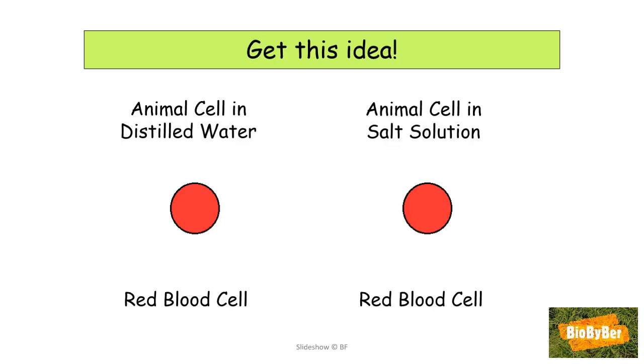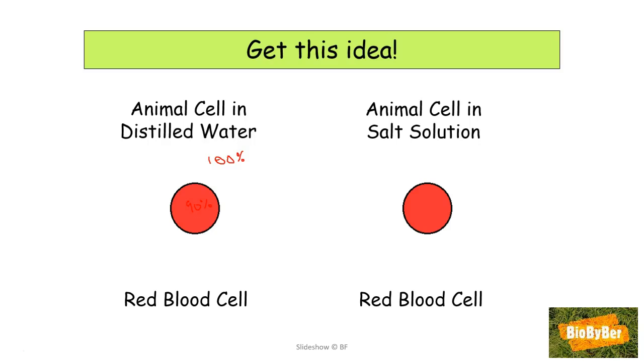Let's get this idea. Let's suppose we have an animal cell, like a red blood cell, in distilled water. Now, distilled water is pure water with absolutely nothing dissolved in it. So it is 100% water. Recall that cytoplasm consists of 90% water. So now, think about it. What's going to happen here?